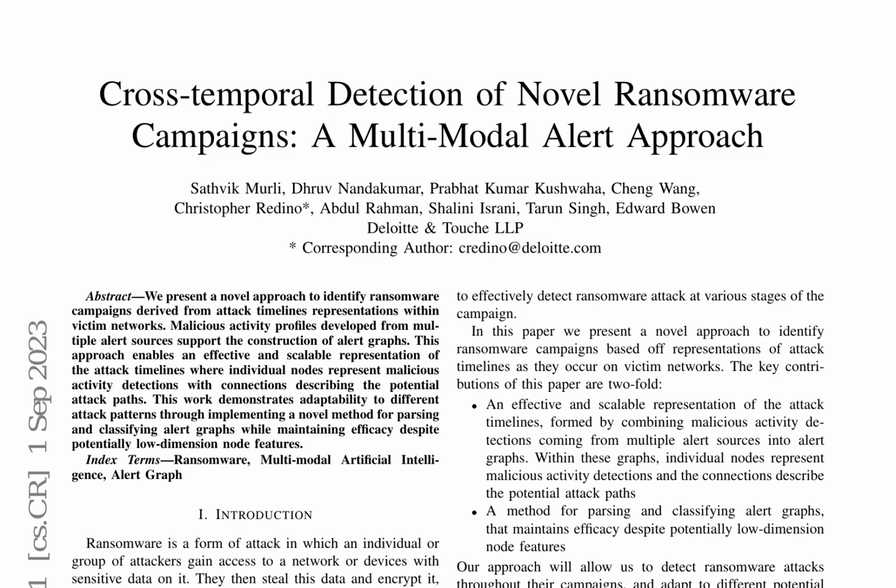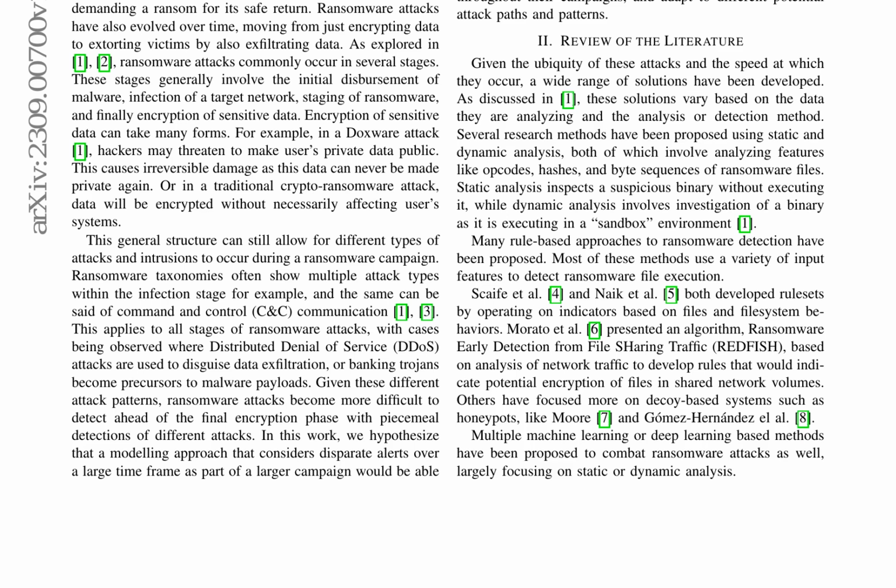Our method includes a novel parsing and classification technique for alert graphs, which maintains efficacy despite potentially low-dimension node features. This approach allows for the detection of ransomware attacks throughout their campaigns and adapts to different attack patterns. By integrating multiple sources of malicious activity detections, our method provides a comprehensive and adaptable solution for ransomware detection. The proposed approach is designed to overcome the limitations of existing solutions, which often rely on static or dynamic analysis of malware samples or focus on specific attack vectors.